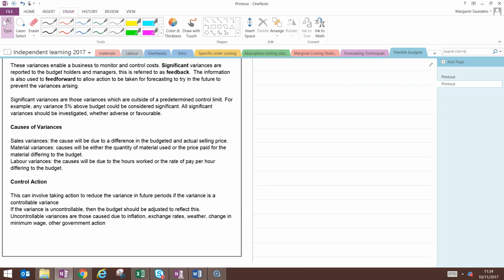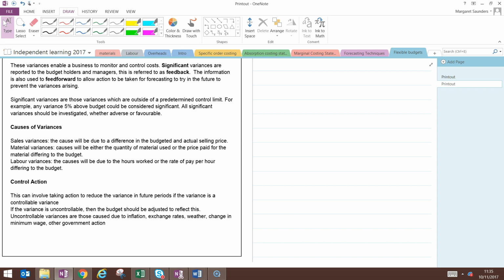Now, the causes of variances can vary, but in general, the causes of sales variances will be due to a difference in the budgeted and actual selling price. The causes of material variances are due to a difference in the actual and budgeted quantities used and price paid, and labour variances due to the difference in hours worked and the rate of pay.